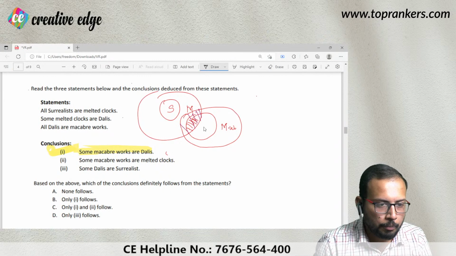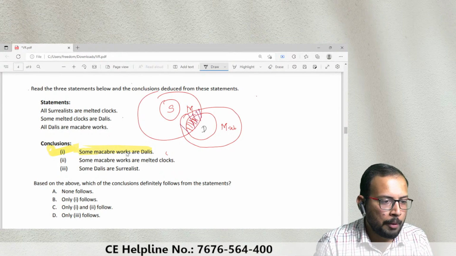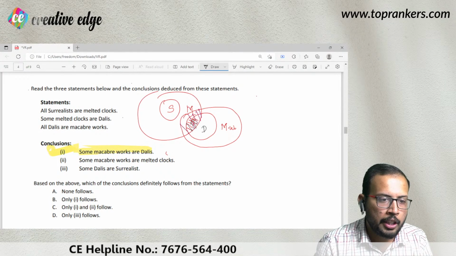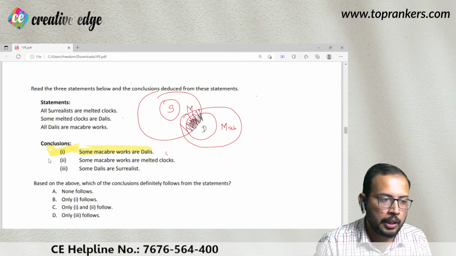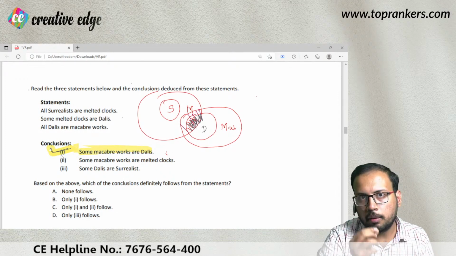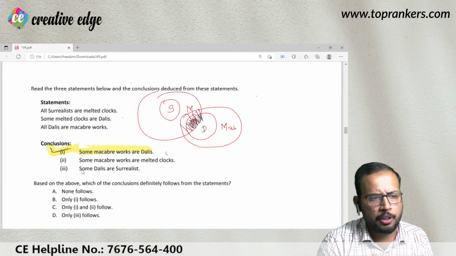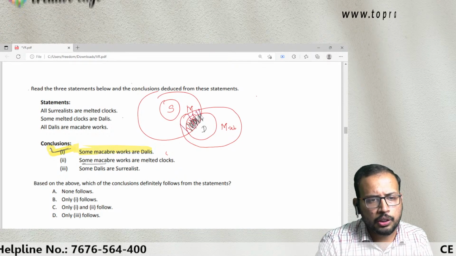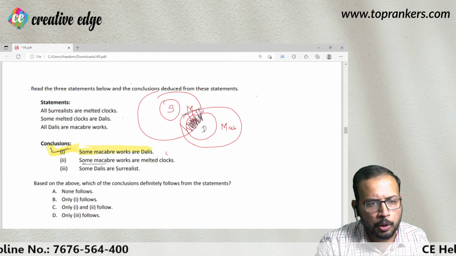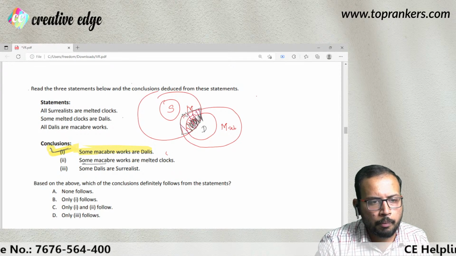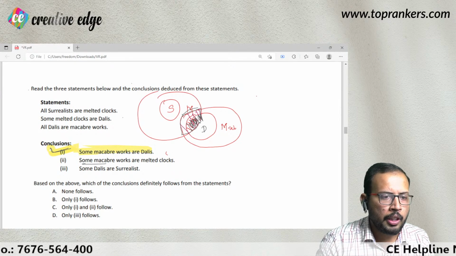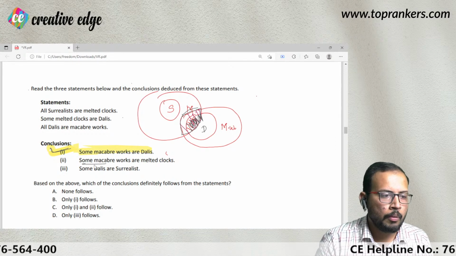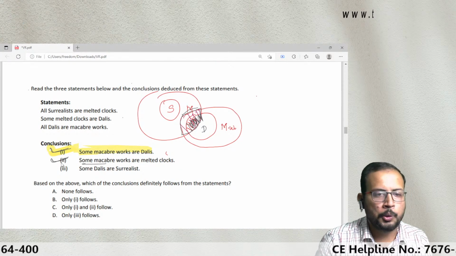चलिए तो पहले वाले में क्या बोले? Some machines works are Delhi. So ये वाले रीजन की बात की गई है तो ये बिल्कुल सही है. हालांकि मैंने रीजन गलत शेड कर दिया था, otherwise the option is correct. Some machine works are melted clocks. तो इस वाले रीजन की बात हो रही है बच्चों. ठीक है. So second conclusion is also correct.